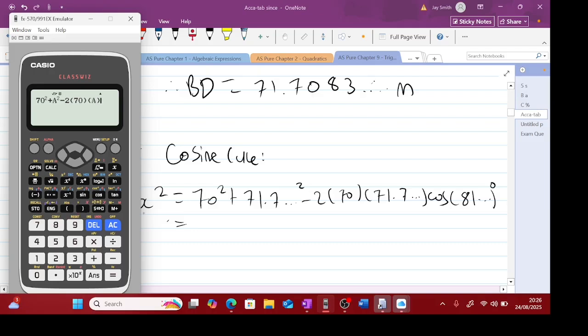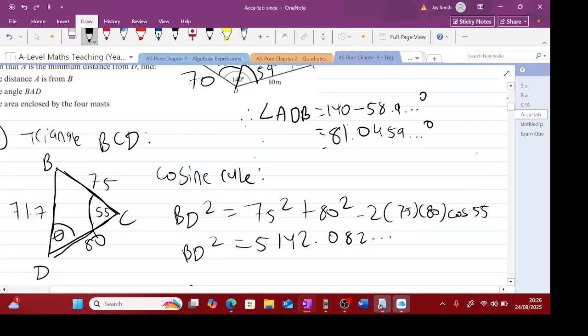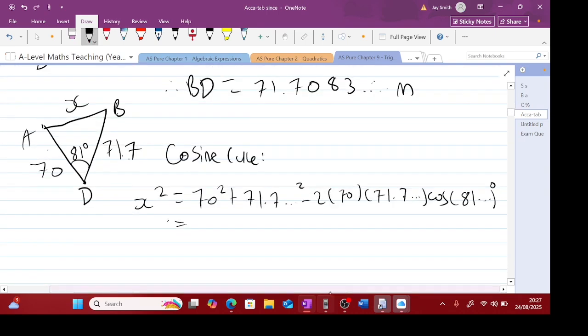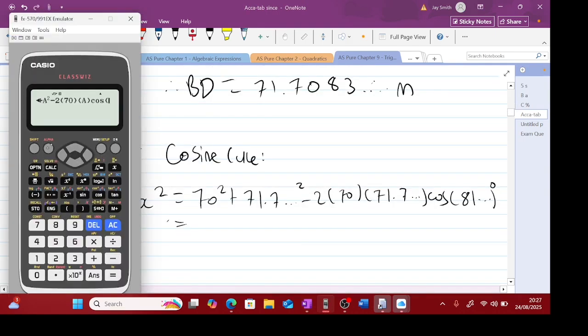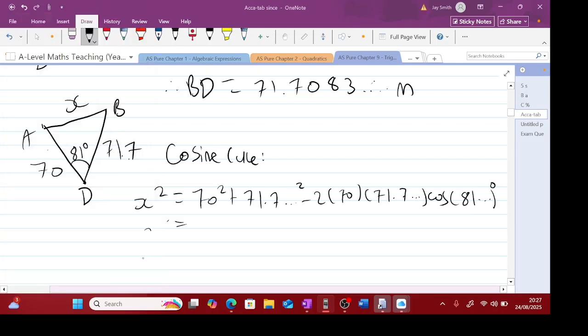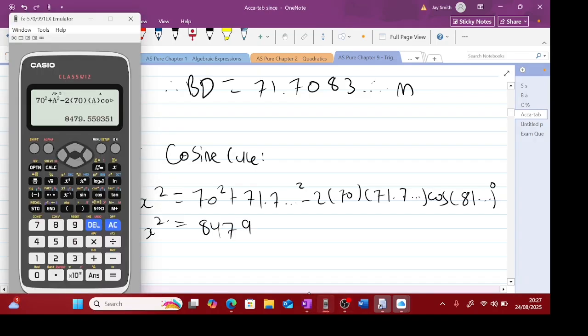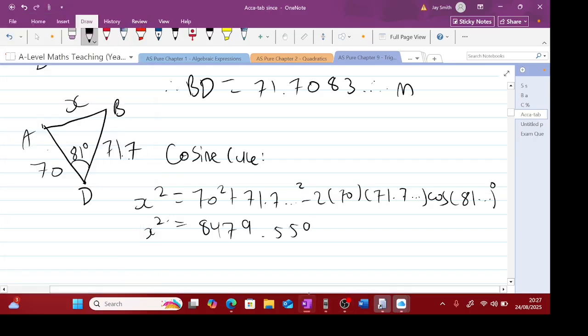And then the cosine of this angle 81, but again, it was this large angle here, ADB, which I stored as C, right? So then I need to access the red mode again and go to the red letter C. And so there we are then. So I'm going to equal all that. It calculates X squared to be 8479.559, blah blah blah.